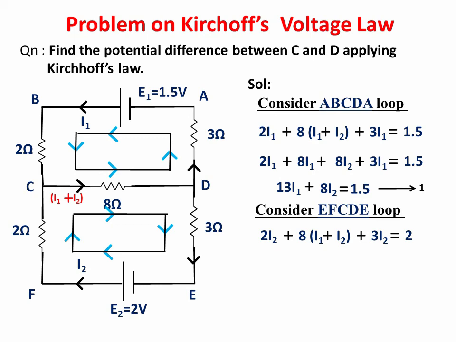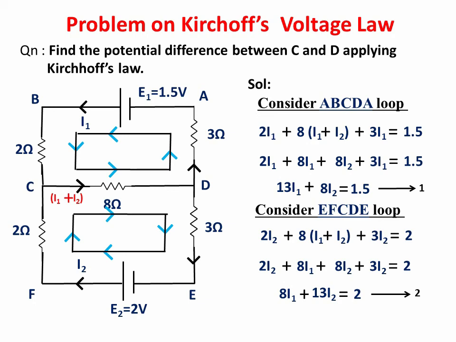I1 plus I2 current and C to D, blue color arrow mark, the assumed current, both are in the same direction, so plus 8 into I1 plus I2. Similarly, D to E, blue arrow mark, and the current is also moving downward. Both are in the same direction, so put plus. The EMF is also in the same direction, so put plus. After rearranging that equation, we have 2I2 plus 8I1 plus 8I2 plus 3I2 is equal to 2. Here 2I2 plus 8I2 plus 3I2, that means 13I2. How many I1? 8I1. So 8I1 plus 13I2 is equal to 2. We can have the second equation.